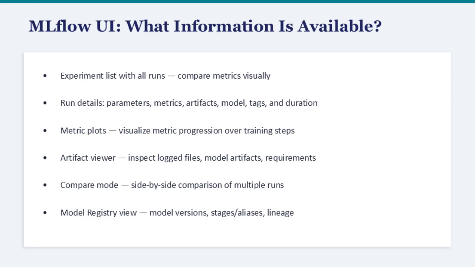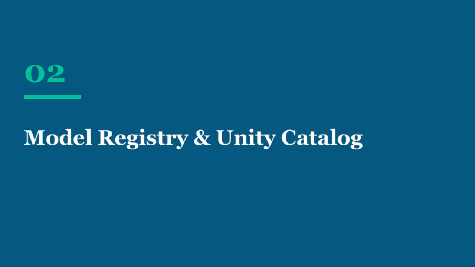Metrics plot shows how metrics changed over training steps. This is actually useful for monitoring convergence. The artifact viewer lets you browse and download logged files. The compare mode lets you put multiple runs side by side to see the differences in parameters and metrics. And the model registry view shows all the registered model versions, their current aliases, and the lineage information, which run actually produced which version, etc.